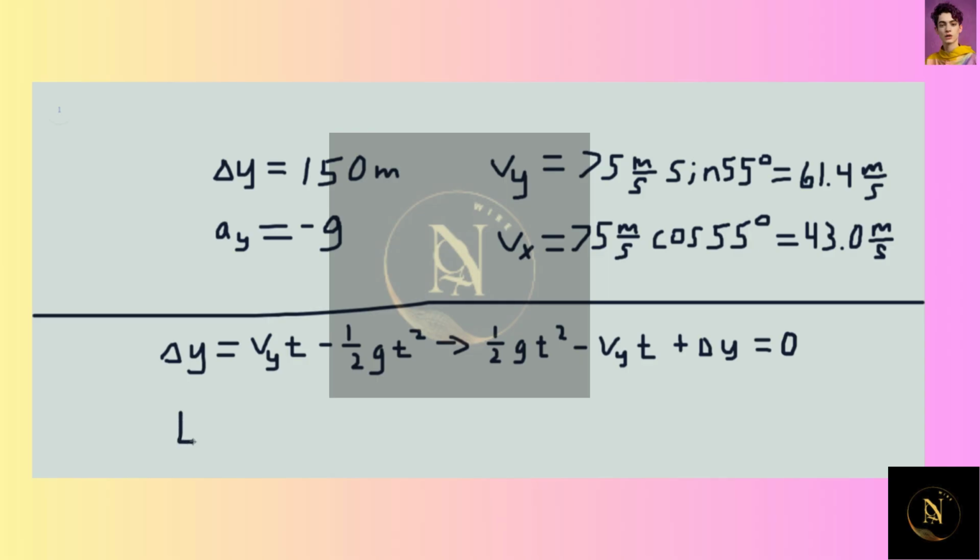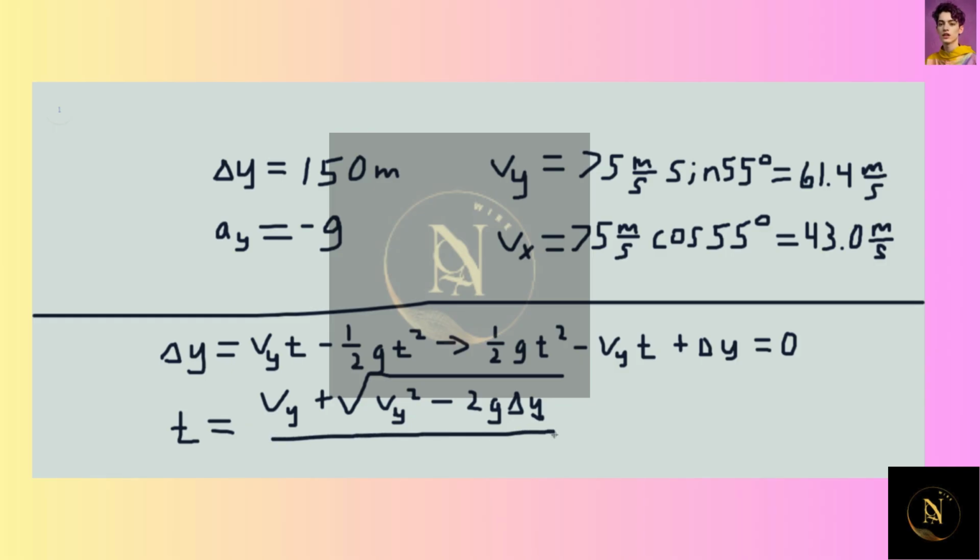So we can use the quadratic formula here to find t. t is going to be equal to velocity in the y direction, and then plus or minus, but we want the positive time because we don't care about a negative time, the square root of the velocity in the y direction squared minus 4 times 1/2 g, which is 2 times gravity, multiplied by delta y. And this is all divided by 2 times 1/2 gravity, which is just gravity.